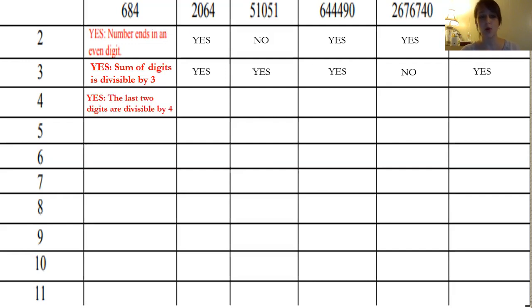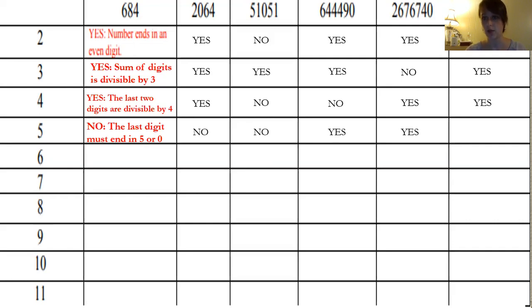Now it's divisible by 4 if the last 2 digits are divisible by 4. As in 84 is divisible by 4. 4 goes in evenly. And you can see the rest of my answers on those. Now it's divisible by 5 only if the last digit ends in a 5 or a 0. 684 does not end in a 5 or a 0, it ends in 4, so it is not divisible by 5. You can see the rest of my answers there. The only ones that are divisible by 5 are the ones that end in 0s or 5s.